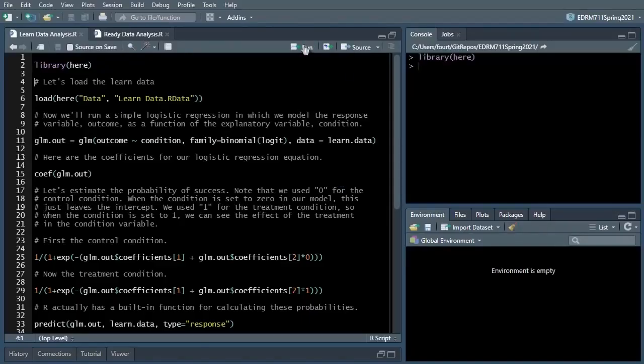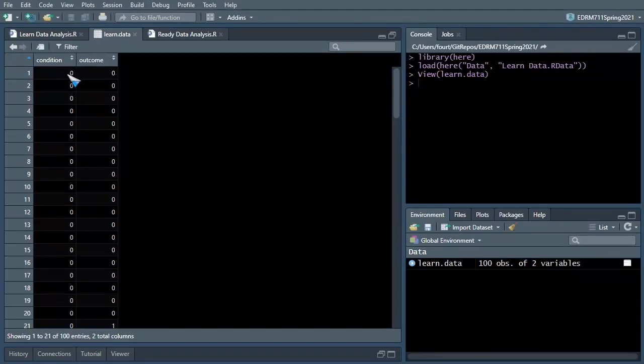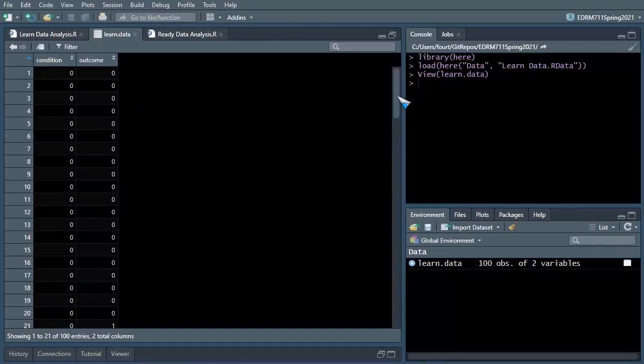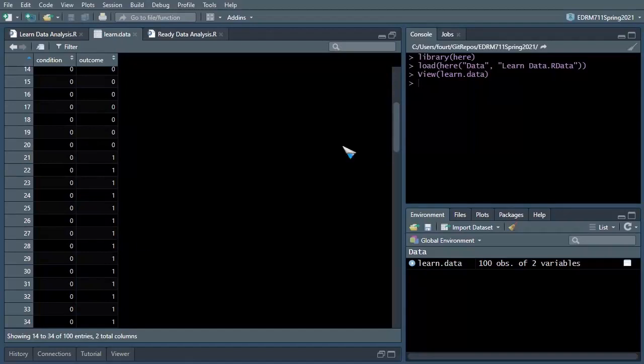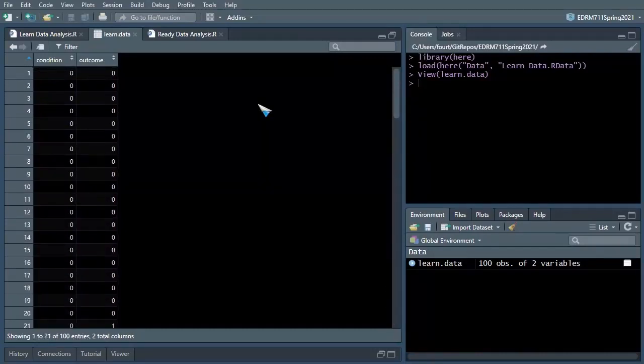I'm going to load in the learned data that we've been working with in this example, and I'm going to run a simple logistic regression in which we model the response variable outcome as a function of the explanatory variable condition. If I look at the learned data, you'll see that our condition is either 0 for control, or scrolling down, 1 for treatment, and the outcome is either 0 for failure, or again scrolling down, 1 for pass. So in here, I have all 100 observations, and I have those 4 different possibilities: 0 for condition, 0 or 1 for outcome, 1 for condition, 0 or 1 for outcome.